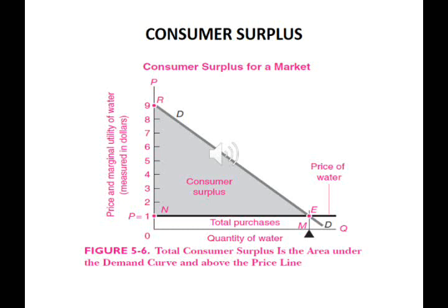So the marginal utility of the first bottle of water, okay, will be equal to 8, for example. The marginal utility of the second bottle of water will be equal to 7. The marginal utility of the third bottle of water is 6, and so on and so forth. This means that the total utility that the consumer will be getting from consuming m bottles of water will be the area of the triangle OREM.